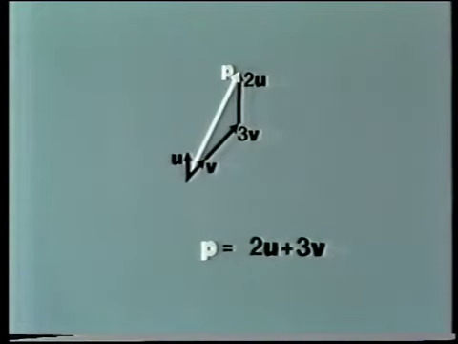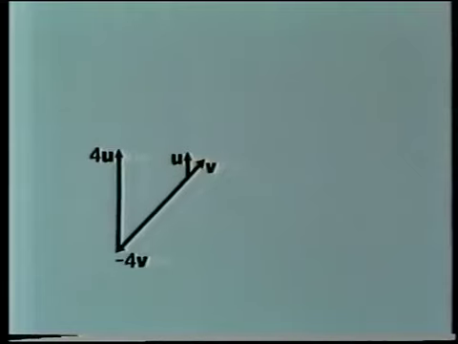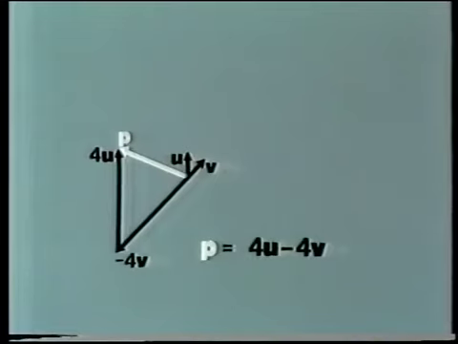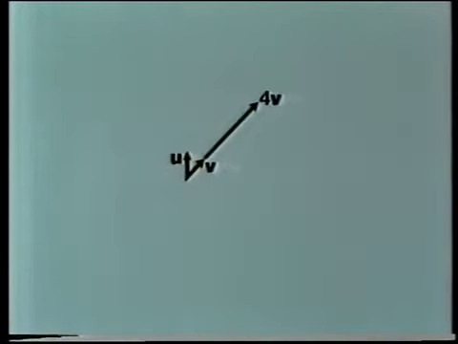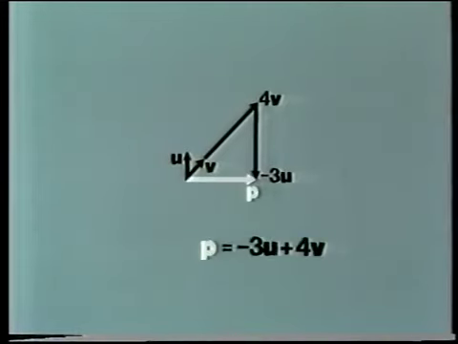But remember, P can be any vector in R2 expressed as a linear combination of the 2 vectors u and v. Here, for example, P is 4u minus 4v. And here, P is minus 3u plus 4v. So u and v can be used to define any vector in R2.